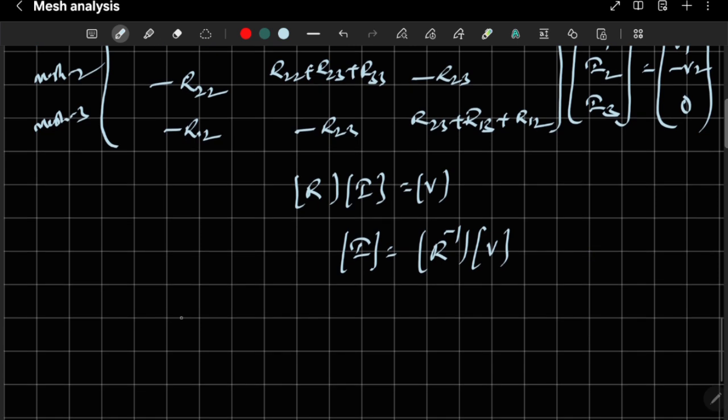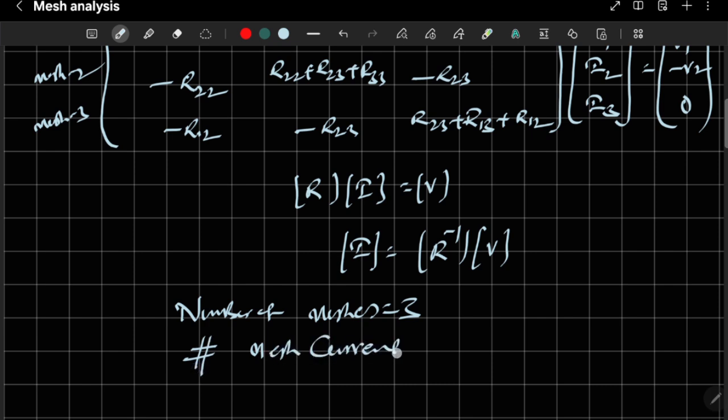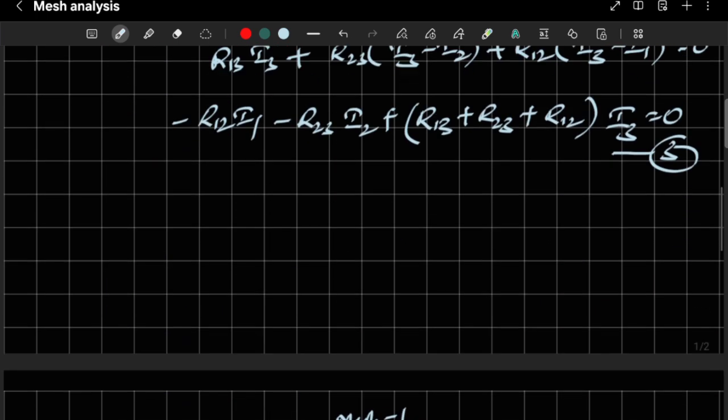How many meshes do you have? Number of meshes is 3. Number of mesh currents is 3. What is the size of the resistance matrix? 3 by 3. So if you have 3 meshes, mesh currents are 3, and the size of the resistance matrix is also 3 by 3. This is the way of solving the circuit using mesh analysis.